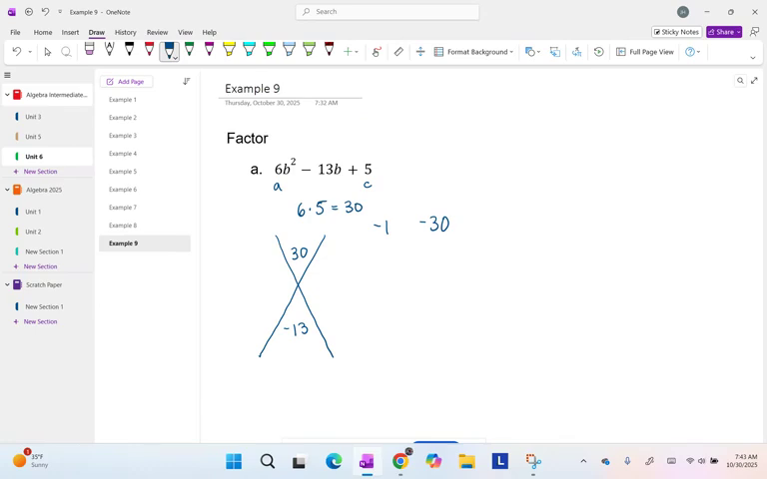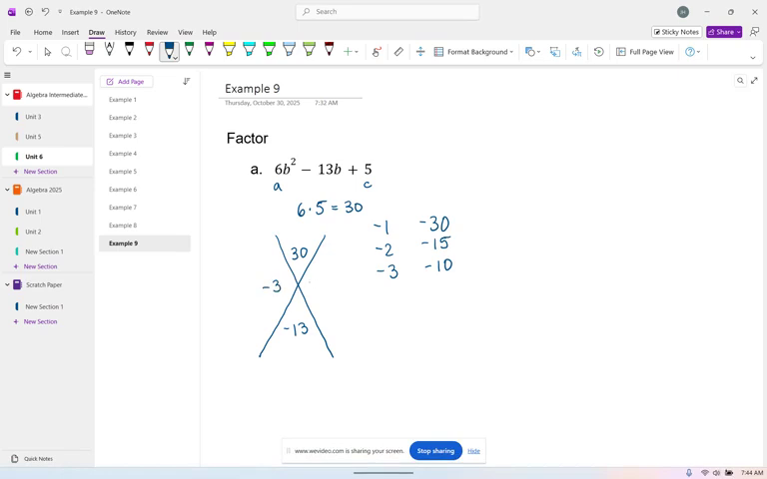So we'll start with negative 1 and negative 30. Gives us 30, but if we add them together, it gives us negative 31. So how about negative 2 and negative 15? Well, when we add those, that gives us negative 17, so that doesn't work. How about negative 3 and negative 10? Well, when we multiply negative 3 and negative 10, we get positive 30, but when we add them, we get negative 13, so that's going to be our number. So negative 3 and negative 10.